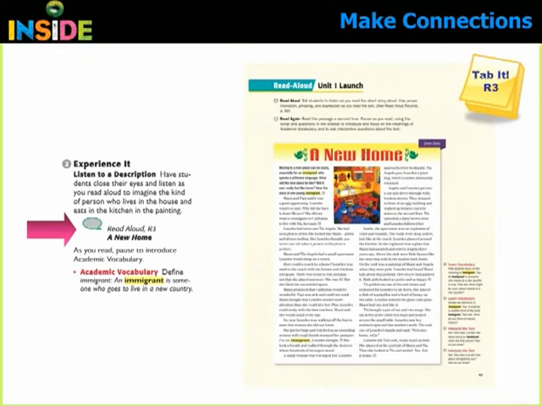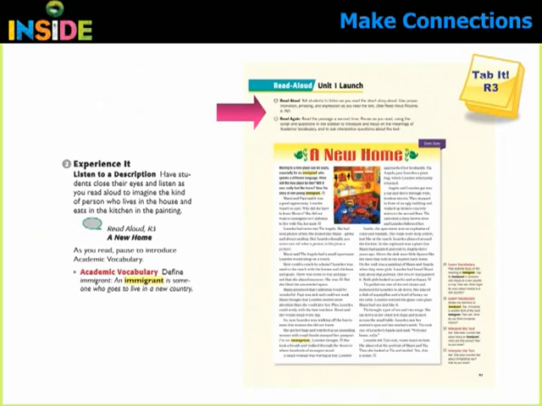The next step, the read aloud, is essential when it comes to helping students make connections to the unit theme. Reading aloud to students is a proven way to build background knowledge, promote vocabulary and language development while increasing comprehension. If you have a post-it handy, go ahead and tab page R3. You'll find the R pages right before the Writing tab in the back of your Teacher's Edition.